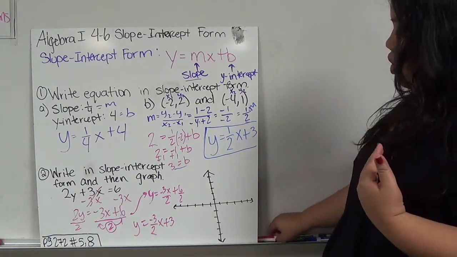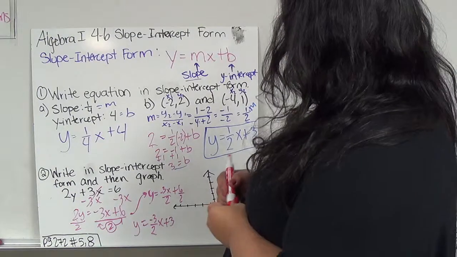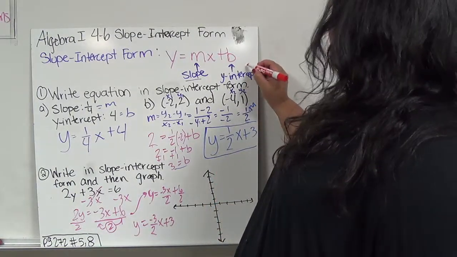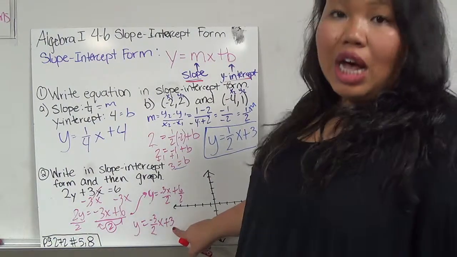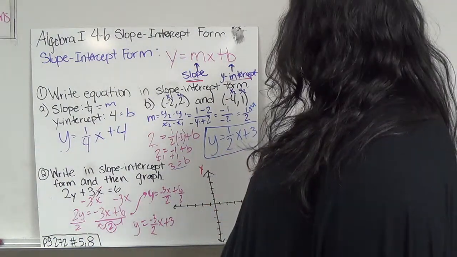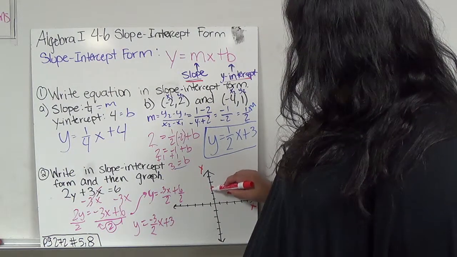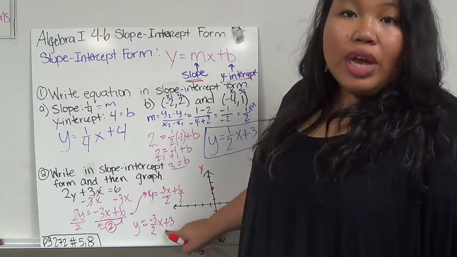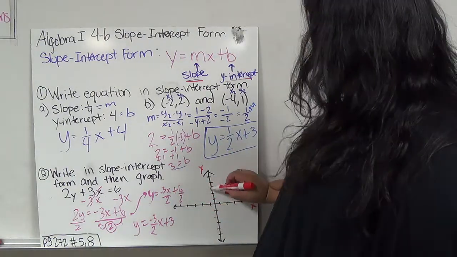So, here's the trick. We can do a chart, of course, to graph this. But what we can also do is pay attention to the y-intercept and the slope. The y-intercept tells me where it crosses the y-axis. Do you remember that? So that means at 3 on the y, that's where it is. With this equation, I can use the y-intercept, the b, as a starting point. So I'm going to start here.